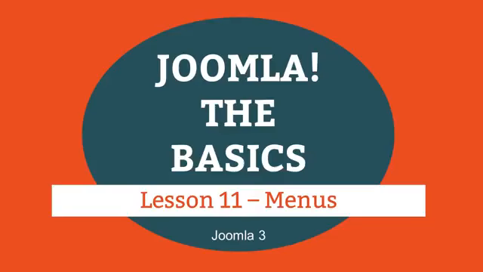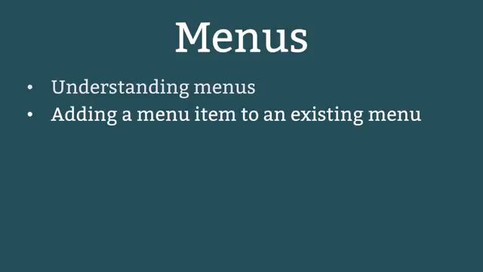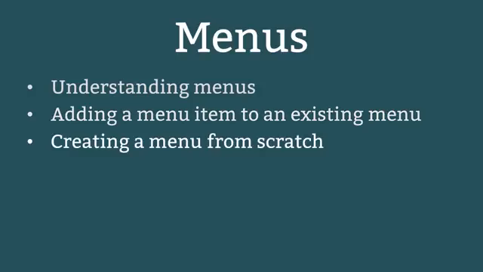This is lesson 11 of 16 lessons on how to build a Joomla website. This lesson is about Joomla menus, and the topics are understanding menus, adding a menu item to an existing menu, and creating a menu from scratch. This is the most popular lesson in this course, as menus are the most difficult Joomla concept for beginners to understand. In this lesson, I will explain how to create pages using Joomla menus.